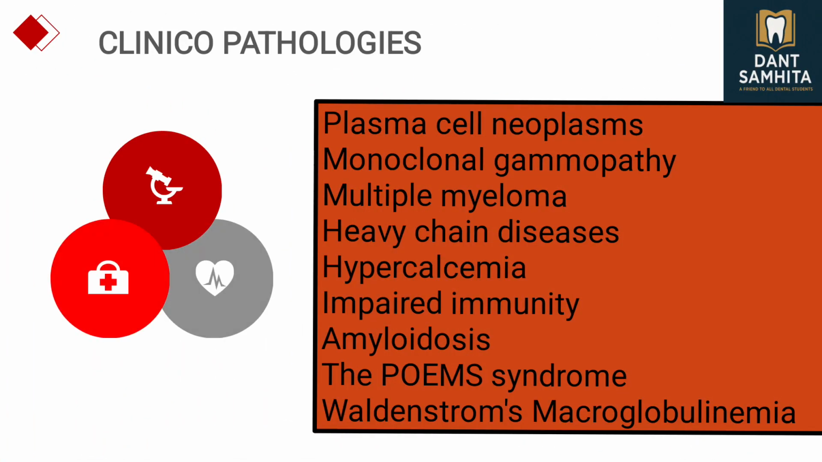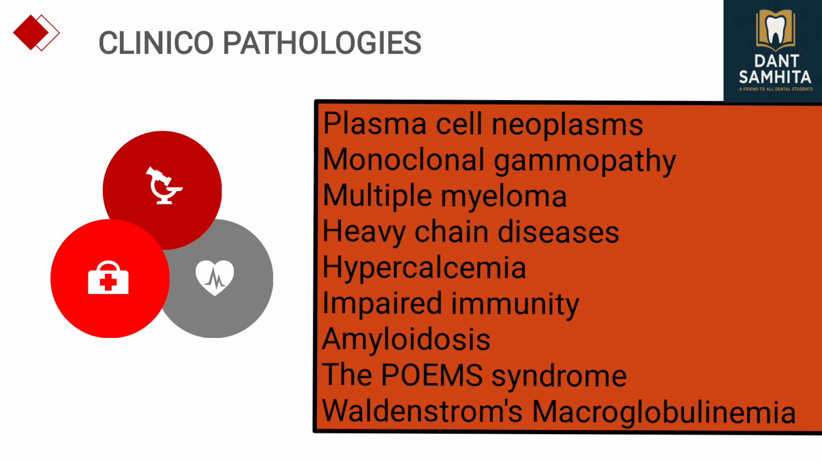Some of the other clinical pathologies regarding the plasma proteins are plasma cell neoplasms, monoclonal gammopathy, multiple myeloma, heavy chain diseases, hypercalcemia, impaired immunity, amyloidosis, the POEMS syndrome, and Waldenstrom's macroglobulinemia. The descriptions of each and every disease cannot be covered in one video, so this will be dealt with in later videos.